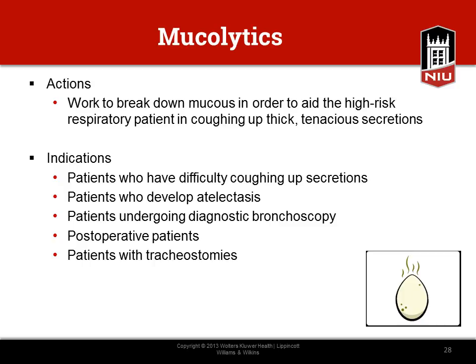The last topic of this chapter is mucolytics. Mucolytics work to break down mucus in order to aid our high-risk respiratory patient in coughing up very, very thick, very tenacious secretions. So these are for patients who have cystic fibrosis or perhaps chronic bronchitis, any other disease which is producing very, very thick mucus.